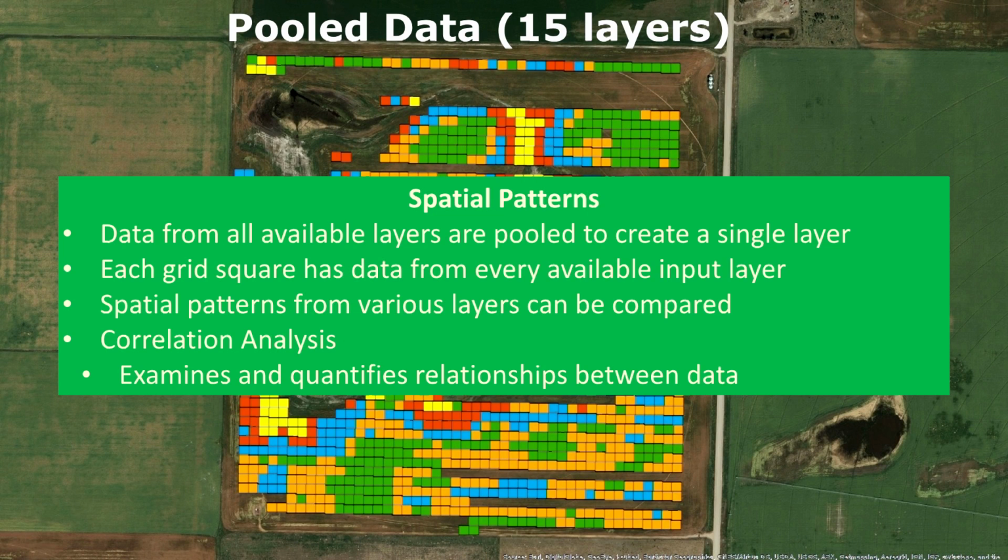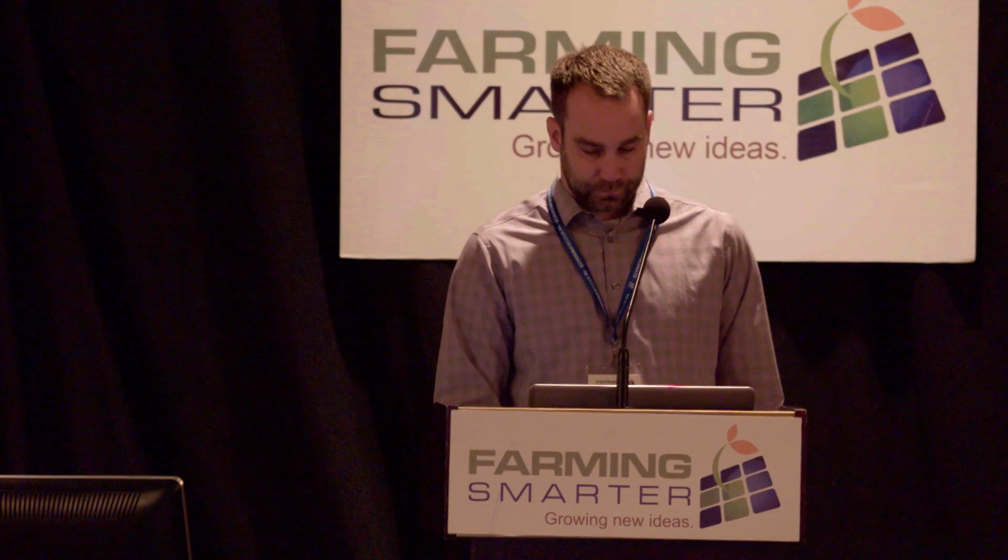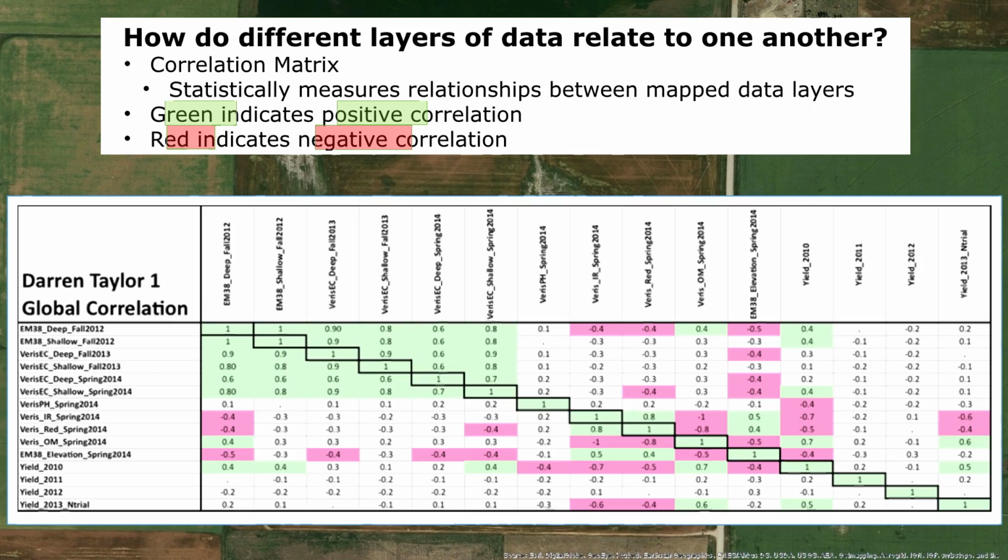Which leads us to the next slide, which is a correlation analysis. So we took each pair of data layers, compared them to one another, and came up with the strength of the relationship. So how similar the patterns were between data layers. So here's our correlation matrix, and it's not important to really delve into all the details. I'll kind of highlight a few things.